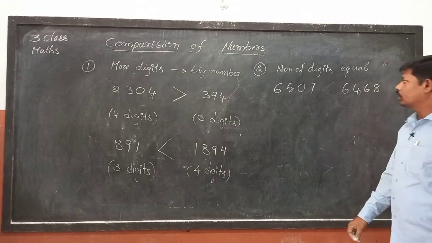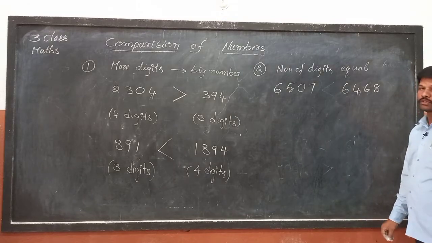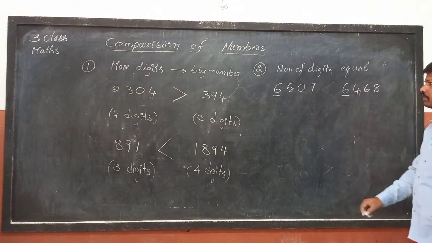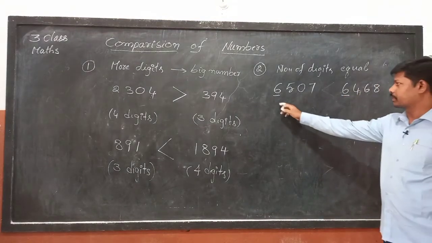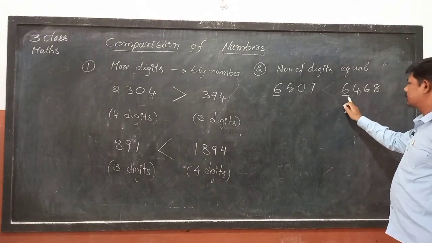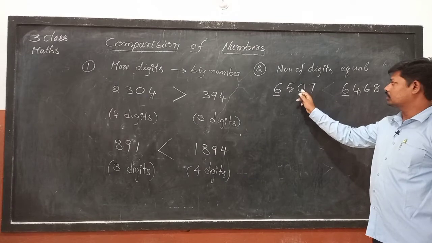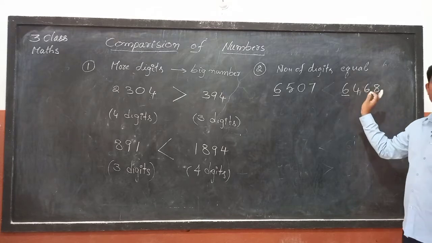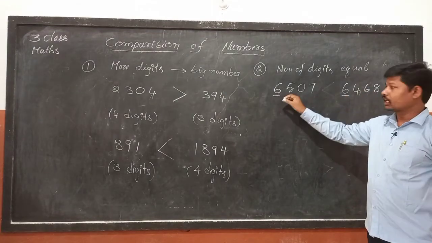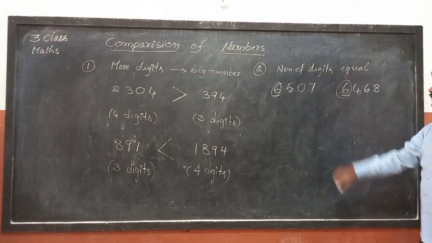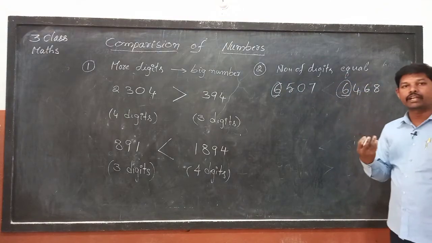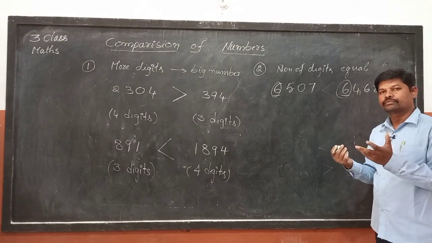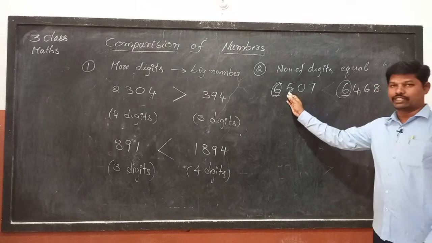Observe this number. So which is big number and which is a small number? First we have to see thousands number. Observe the digit in thousands place. Here 6 is there, here also 6 is there. How many digits are there here? 1, 2, 3, 4. Total 4 digits are there. In this also 1, 2, 3, 4. Thousands place same. Here 6, here also 6, both are equal. Then how to identify which is a big number and which is a small number? Yes, we can see the next digit.